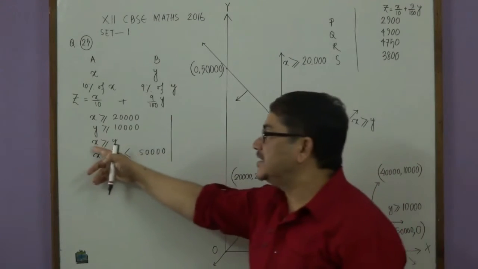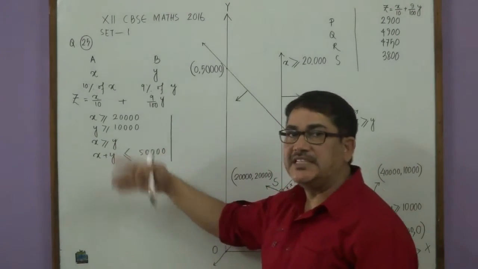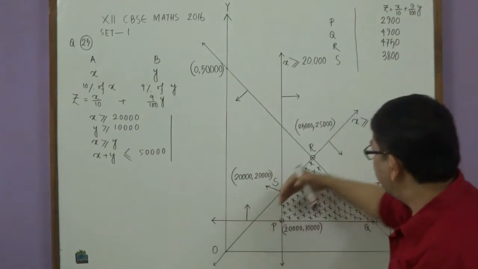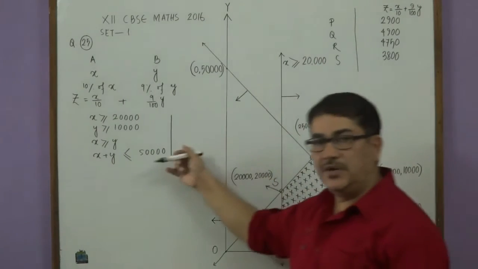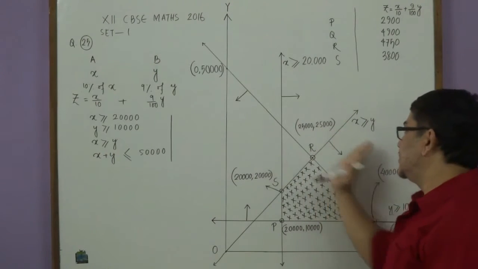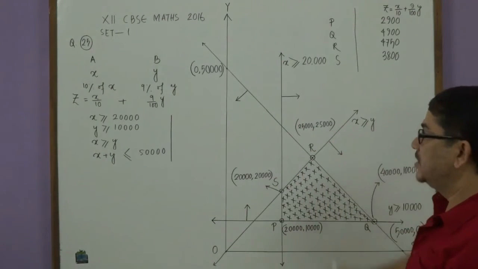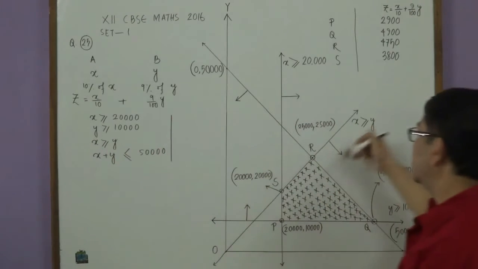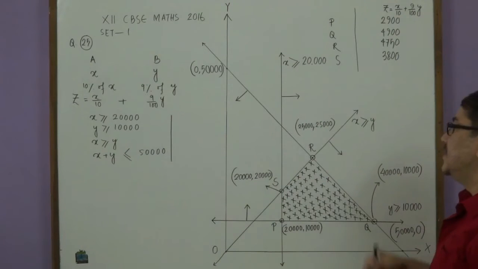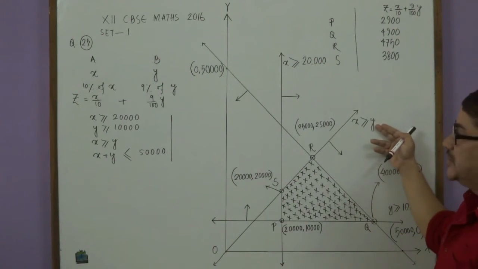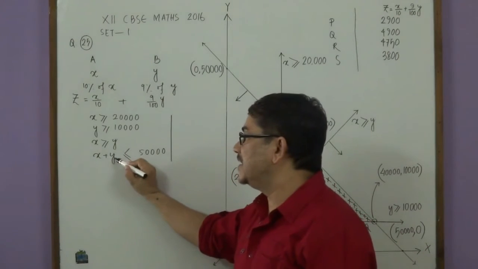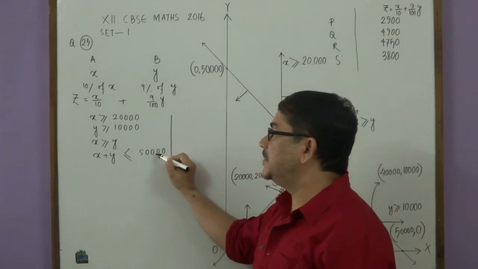Then come to X is greater than or equal to Y. As you learned in 11th, first we draw X equal to Y. This is the line X equal to Y. Then we look at the conditions and see whether this side or this side represents this situation. You can verify this side, that is this line as well as this, represents this inequality.